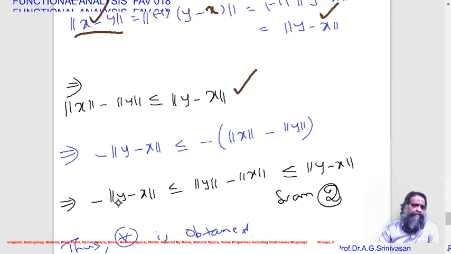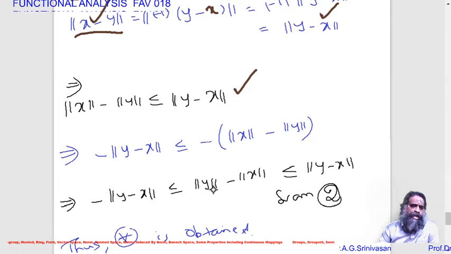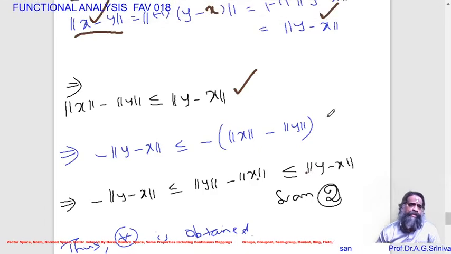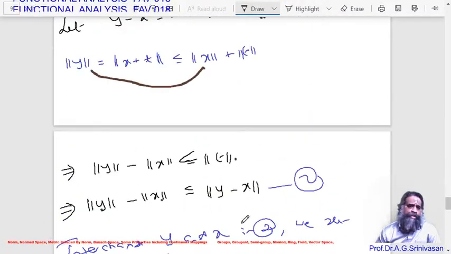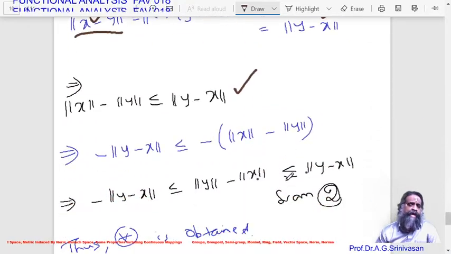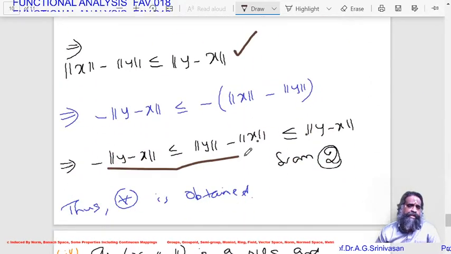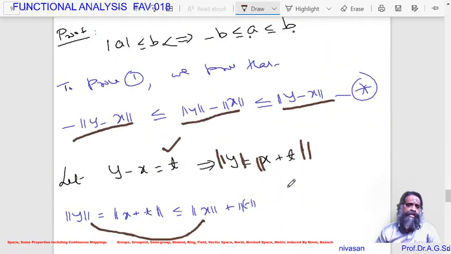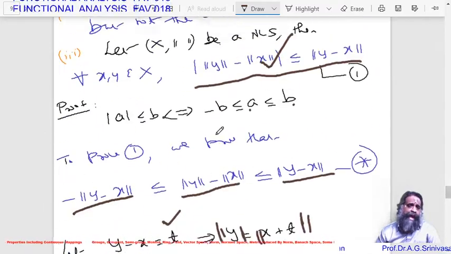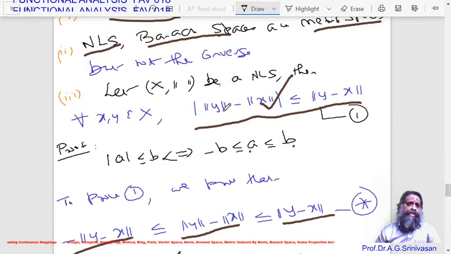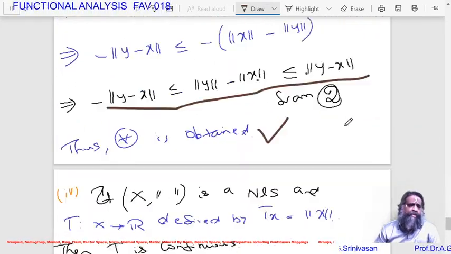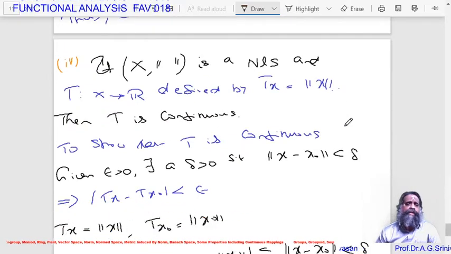So minus of norm y minus x is less than or equal to norm y minus norm x, less than or equal to norm y minus x, from equation 1. We already proved it in equation 2. So this is less than or equal to this, less than or equal to this, which is the star. So we proved that modulus of norm y minus norm x is less than or equal to norm y minus x. We are going to use this to prove the following theorem.